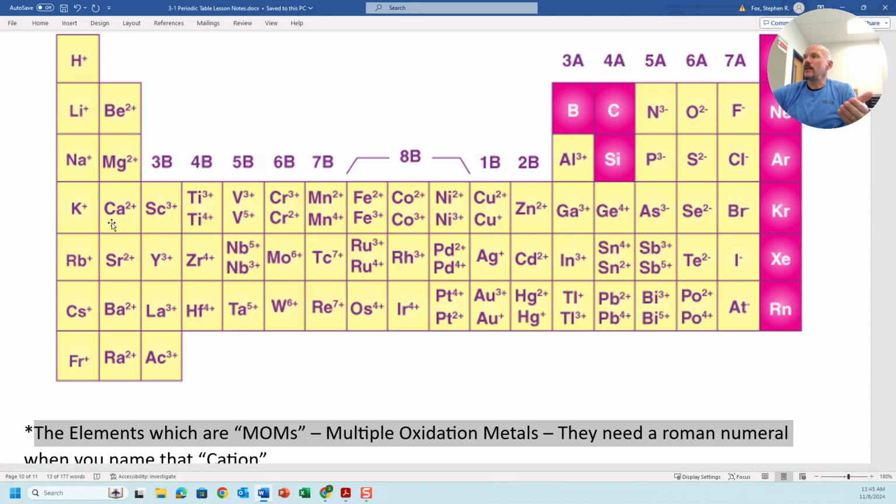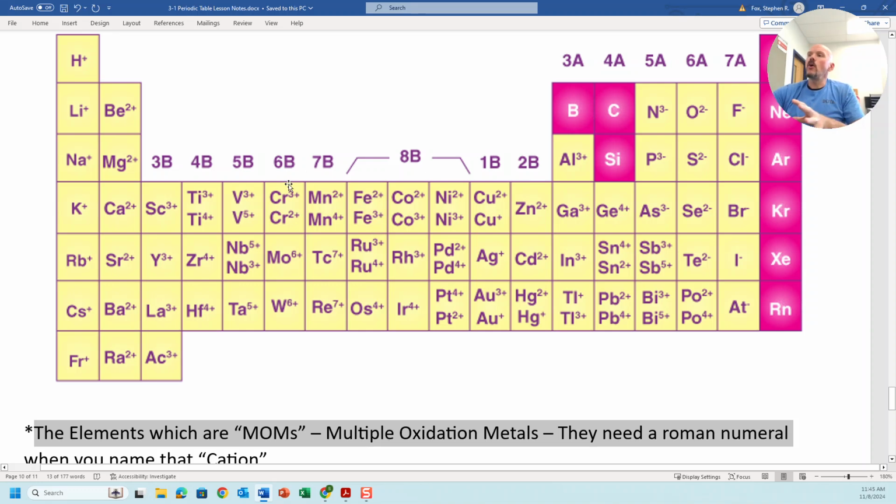If I tell you that you have a calcium ion, it's understood that it's calcium 2 plus. Why? Because you know where calcium is on the periodic table. You look at it, it's 2 plus. But now if I said you have an iron ion, well, now the question is, is it the 2 plus iron, or is it the 3 plus iron?